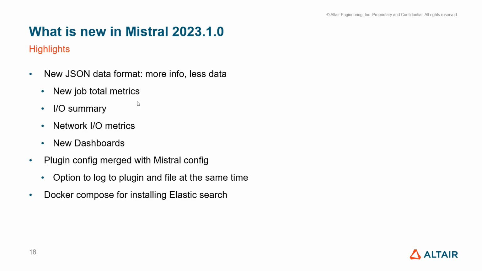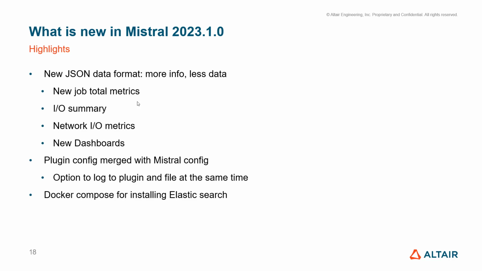But from a practical point of view, it means there is more information, but less actual data. This means that the Mistral deployment will be more scalable, putting less load on your database or your data pipeline. We are including new job total metrics, new IO summary metrics, new network IO metrics, and of course new dashboards to go along with all of those.